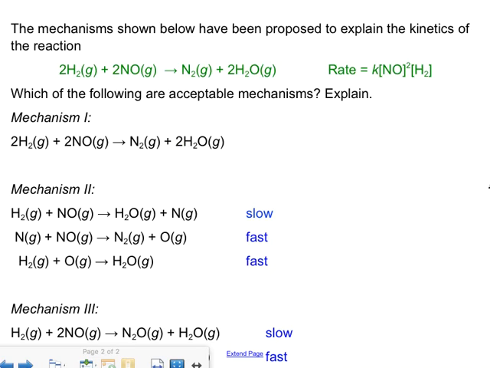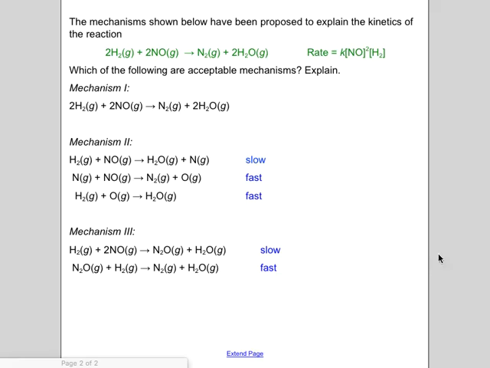Here's problem 50. It says, the mechanisms shown below have been proposed to explain the kinetics of the reaction. Then we have this reaction, and we know the rate law for the reaction. It says, which of the following are acceptable mechanisms? Explain. So we have three options.